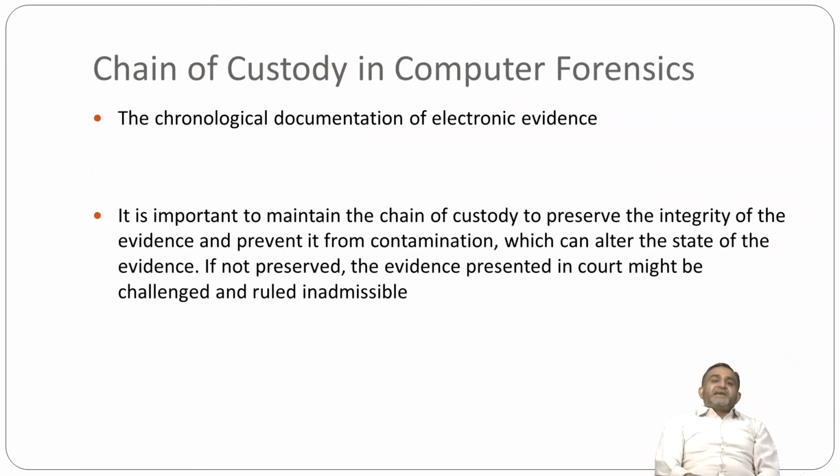So the concept is chain of custody. Chain of custody means nothing but chronological documentation of electronic evidence. Nowadays it is quite common that police find some digital evidence at a crime scene. For example, take a crime like murder. Any person murders another person, and it is clearly mentioned that the knife was used as a weapon to commit this crime.